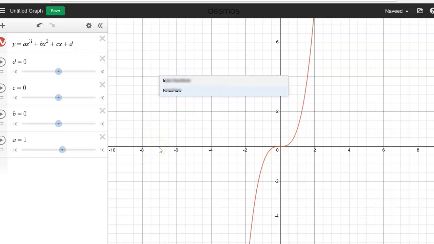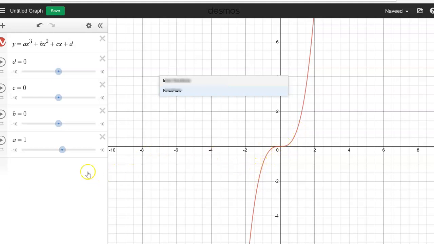But look what happens. Based on these values of the coefficients, you can see different numbers of x-intercepts. So right now we only have one x-intercept. Okay, now it turns out that it has to cross the x-axis. That's one of the characteristics of the cubic. It has to. In fact, you can see the same characteristic with the quintic function as well.